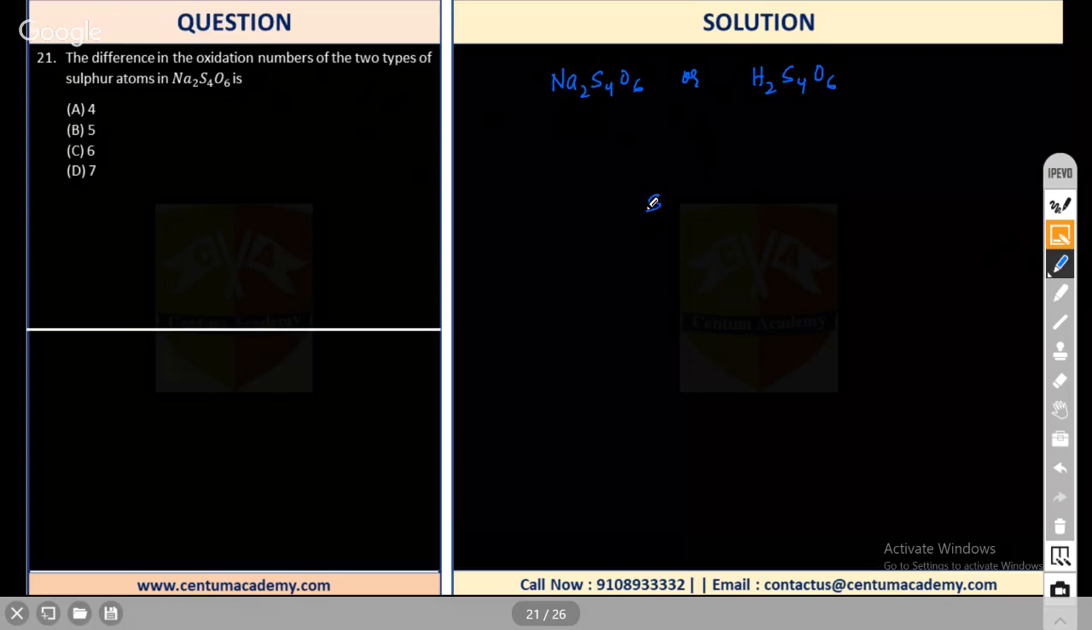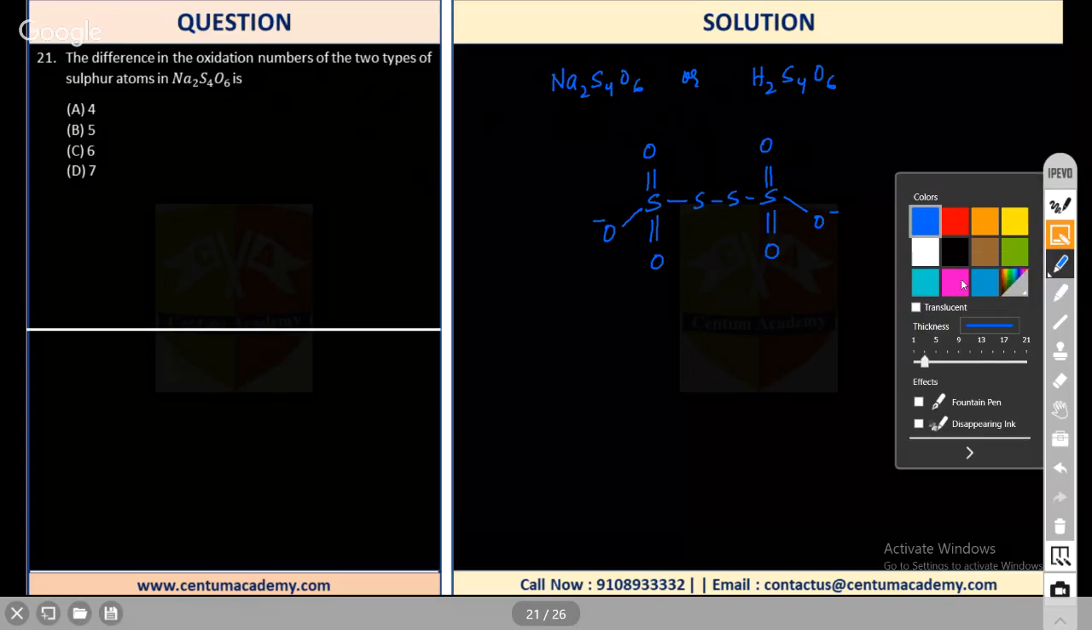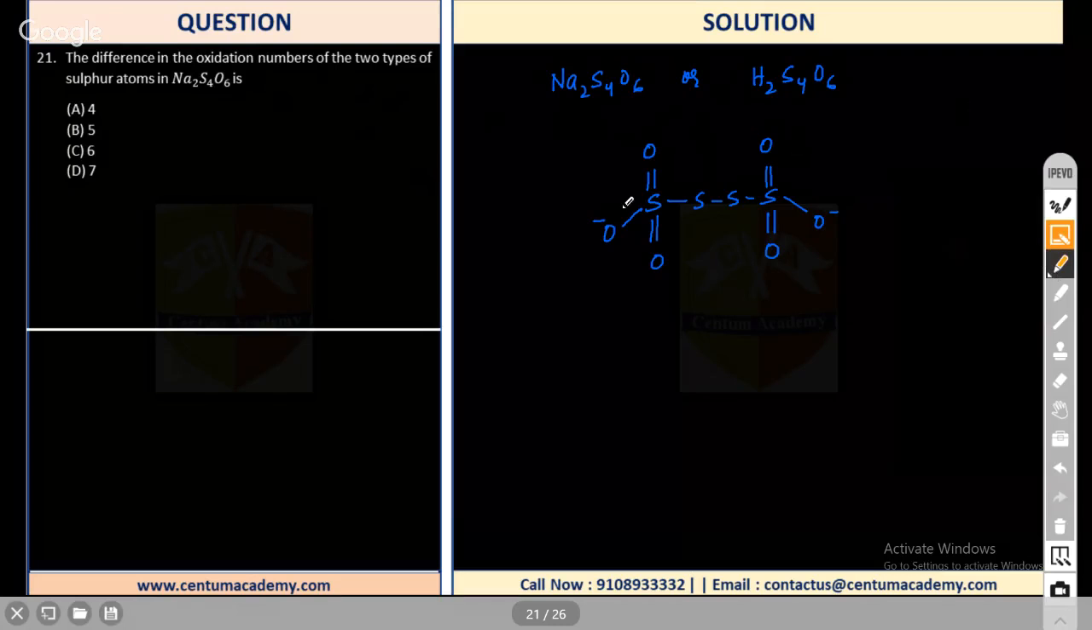The structure, if you see, is like this: S double bond O, O minus, double bond O, S, S, S, double bond O, O minus, and double bond O. This is the structure. If you draw this for H2SO4, then here will be OH, OH. If it is Na2SO4, Na plus, Na plus. Correct? So this is the structure we get here.